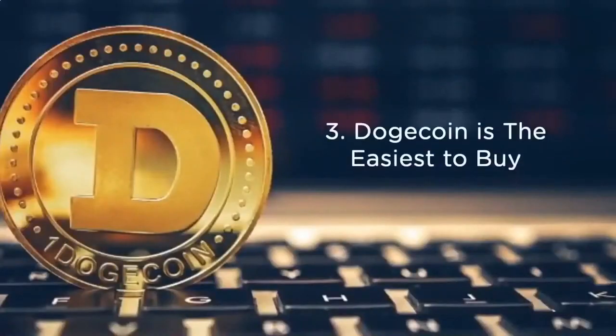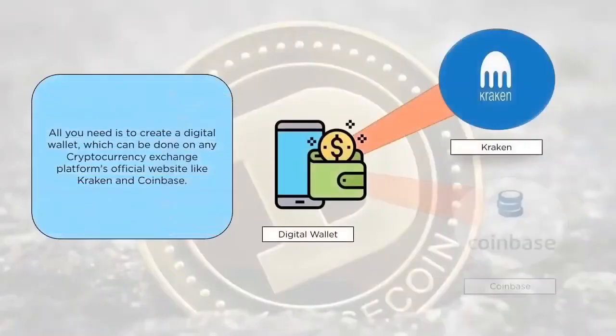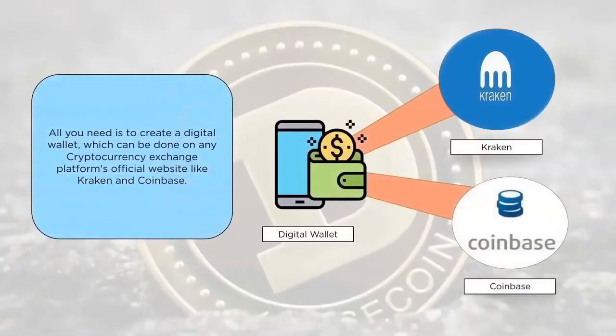Number 3. Dogecoin is the easiest to buy. The platform for cryptocurrency exchange provides the most convenient ways to buy Dogecoin. All you need is to create a digital wallet, which can be done on any cryptocurrency exchange platform's official website, and choose a reliable exchanger like Kraken or Coinbase.